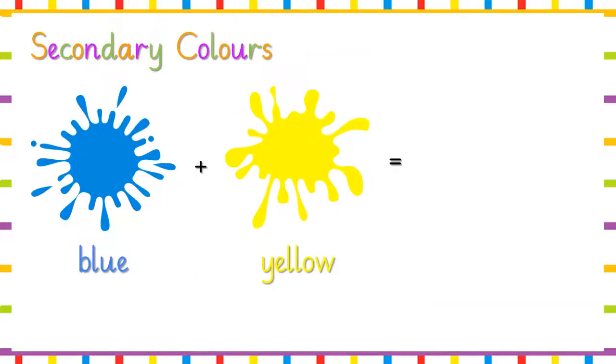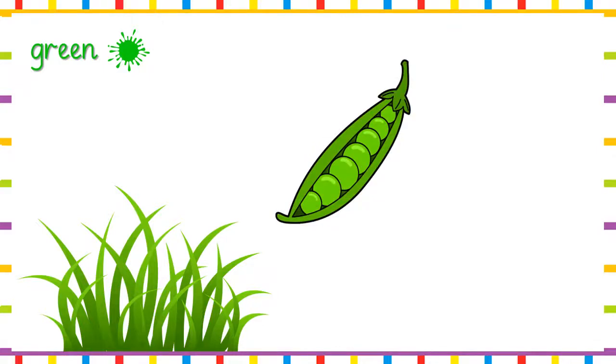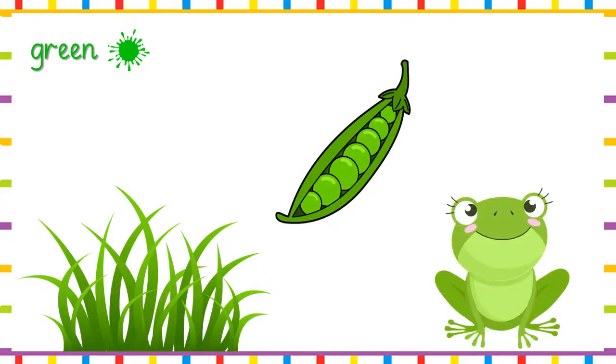When we mix blue with yellow, we get green. Right. Now, let's see the green colored objects. The grass is green, peas are green, and the frogs are also green.